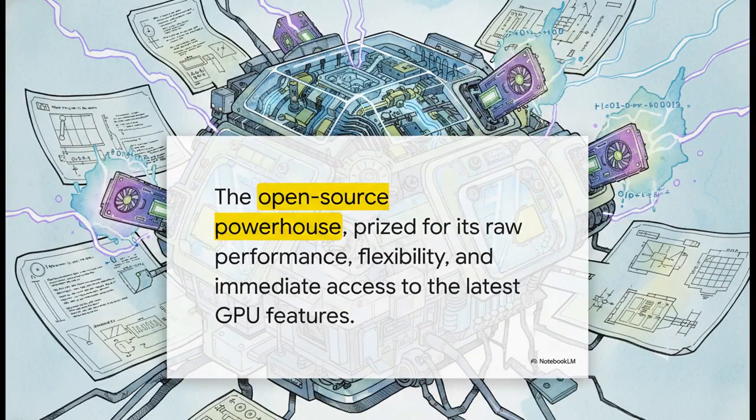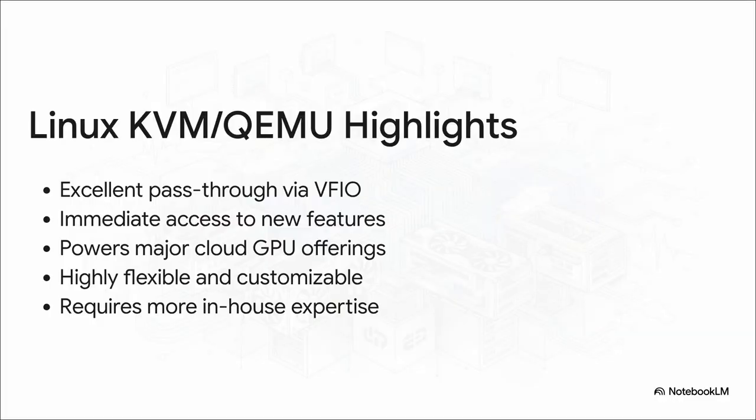Okay, next up, let's talk about the open-source powerhouse, Linux KVM. This is the go-to for folks who are all about raw performance and total flexibility. With KVM, it's all about one thing: performance. If you need speed that's practically bare metal, we're talking intense AI and machine learning workloads, KVM is often the top dog. There's a reason it's the engine behind a ton of major cloud GPU offerings. The catch? Well, all that power and flexibility means you really need some serious in-house expertise to manage it all effectively.